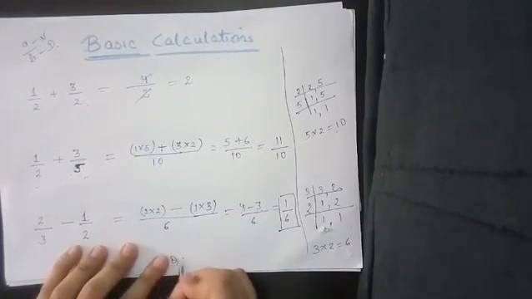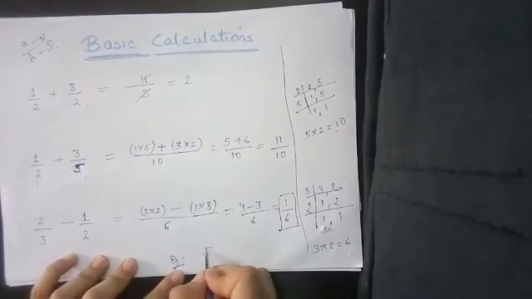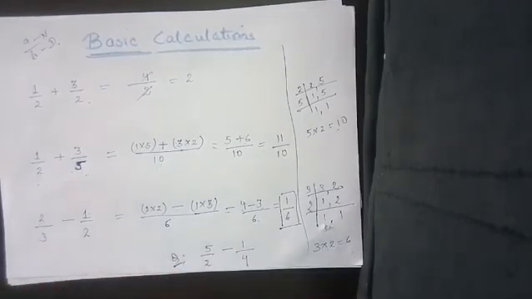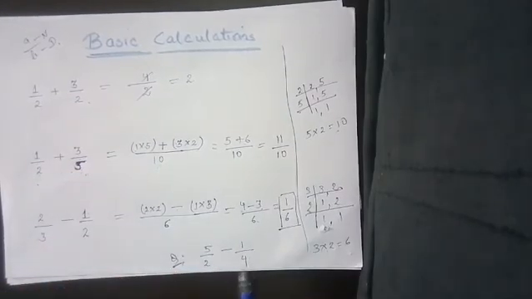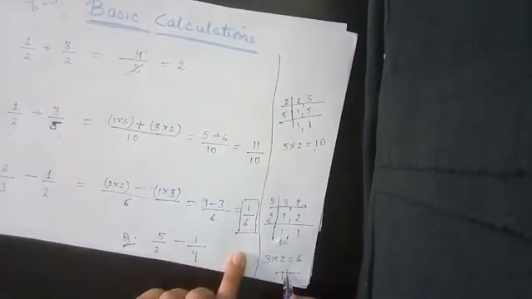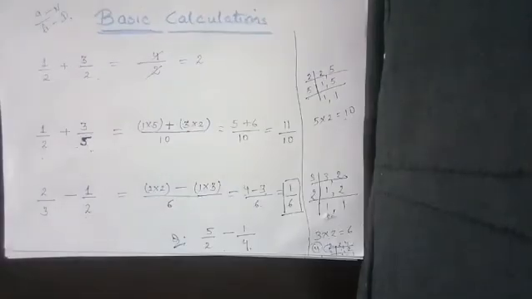Your practice question I am giving you. Solve this as practice question. 5 into 2 minus 1 upon 4. What you will do, you will take LCM of these two. I will tell you the LCM. 2 1s are 2, 2 2s are 4. 4 is the LCM. Now you will solve further on your own. Okay?